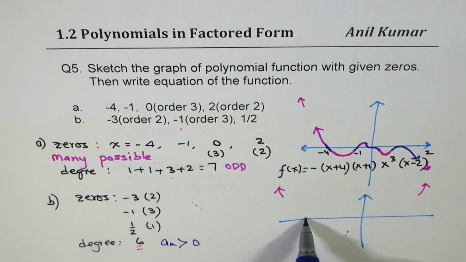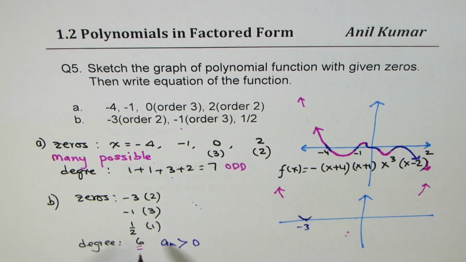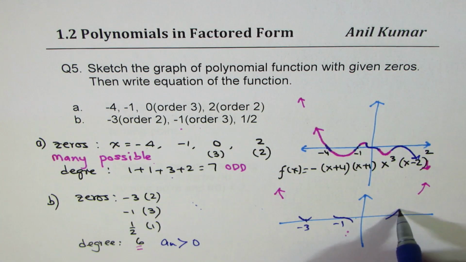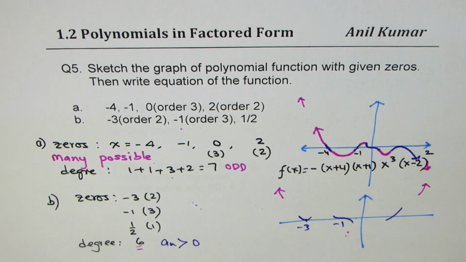So -3. Here at -3, the order is 2, so it's going to bounce back. At -1, it's going to go like a cubic function, right? And then at half, it is going to just cross like a linear function, right?